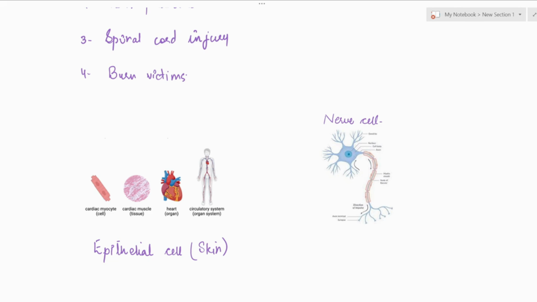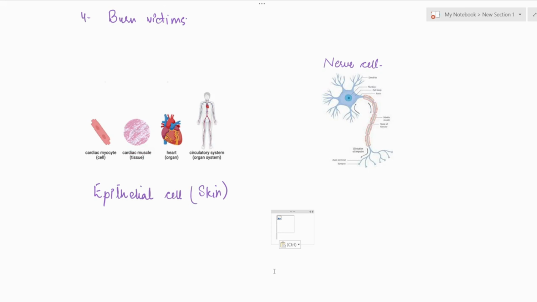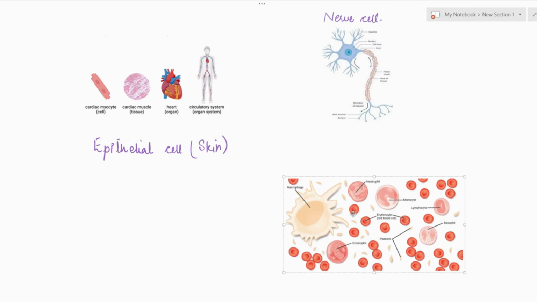Okay, the last one is the connective tissue. I'm giving an example. Your bone is a connective tissue. How do you explain it? Your bone is a type of connective tissue. Your blood is a type of connective tissue. Let me give you a diagram. Oh, the diagram is not pasted. Okay, so your blood is a type of connective tissue.